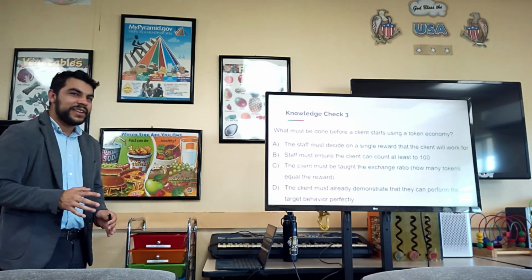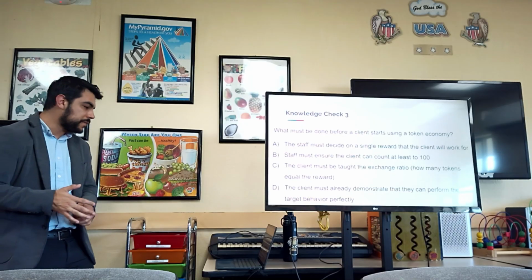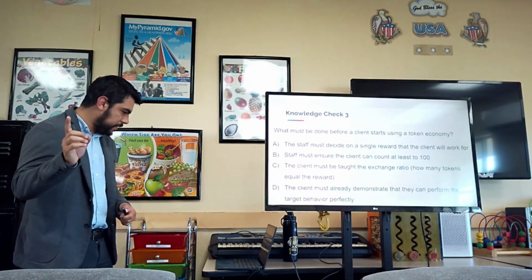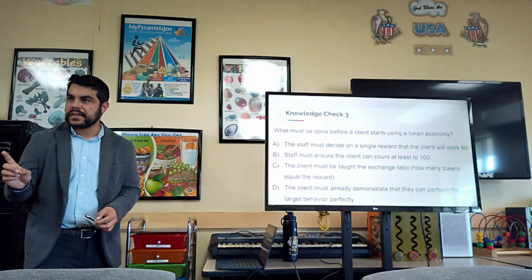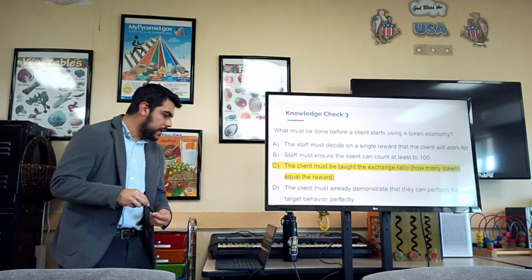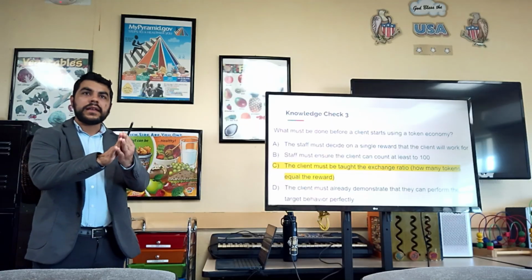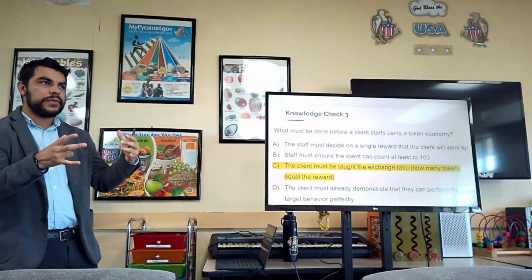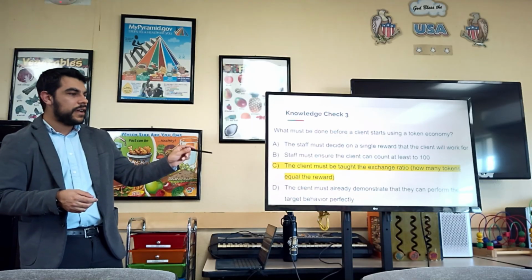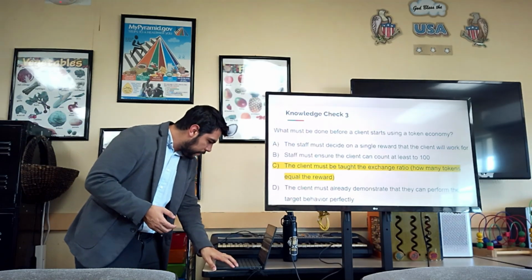Okay. All right, question 3. What must be done before a client starts using a token economy? So I'm hearing C. Anybody else got anything different? C? Yep. They must be taught the exchange ratio. And what would be most helpful in these circumstances would be to have it listed in the form of a visual. So, oh, I need 3 tokens to get this. I need 5 to get that. I earn this many tokens by doing this. Gotta really break it down.